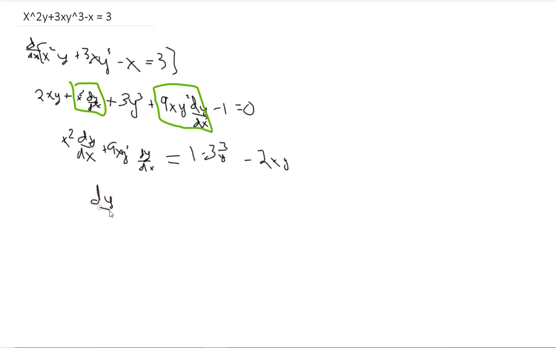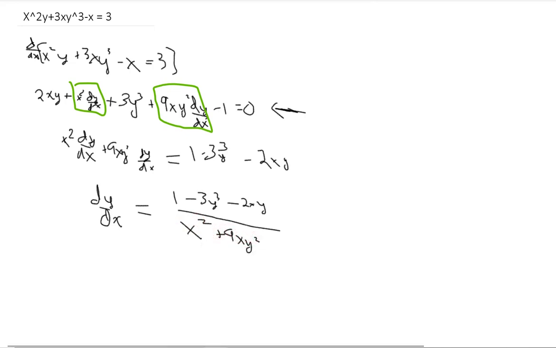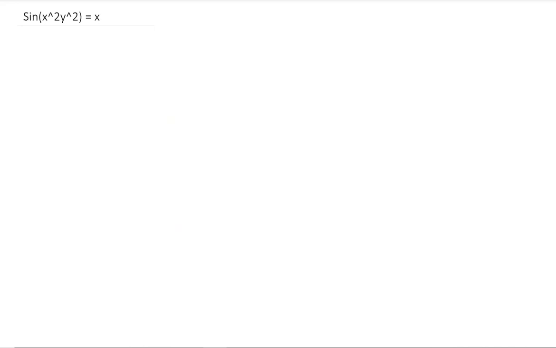dy/dx. So at this point, we're all done with the calculus. We're actually done with the calculus after this step here. This is all just algebraic manipulation. So 1 minus 3y cubed minus 2xy all over x squared plus 9xy squared. So in general, with implicit differentiation, you have to take the derivatives and then you solve for your dy/dx pretty much. And that's really the gist of it.